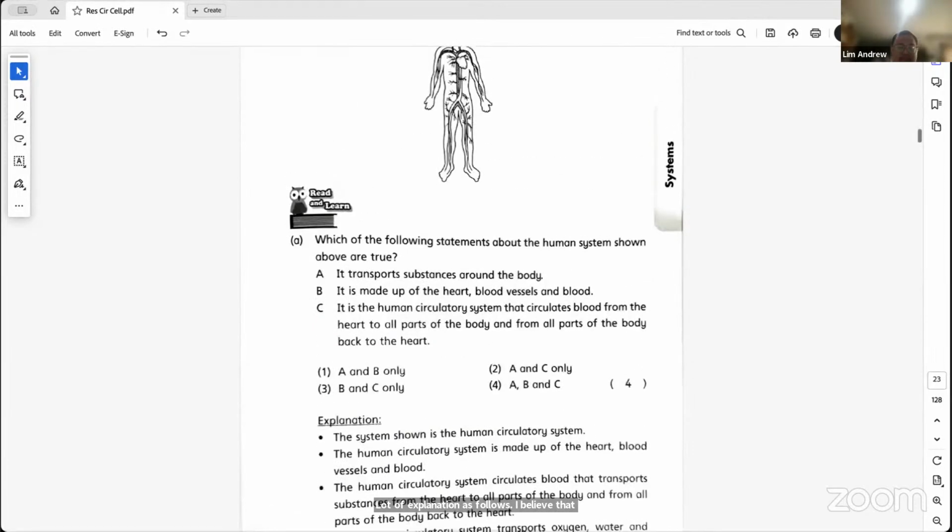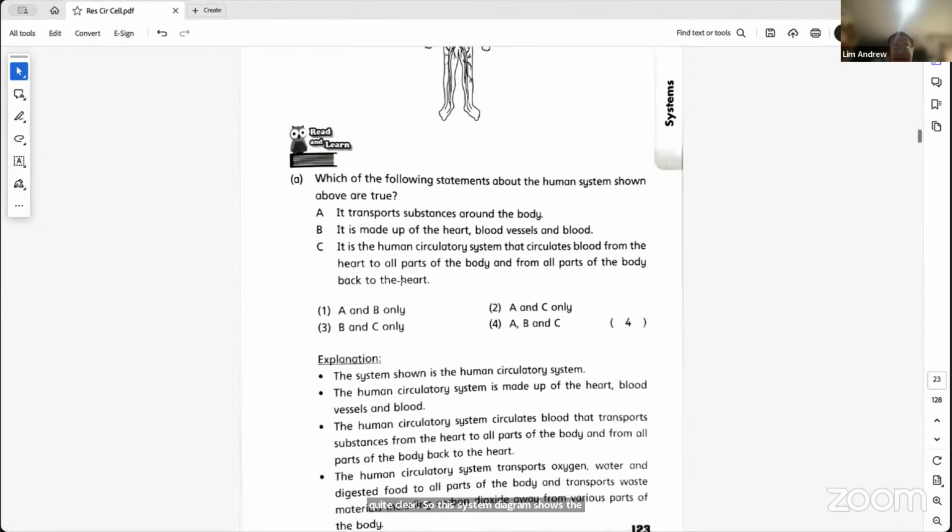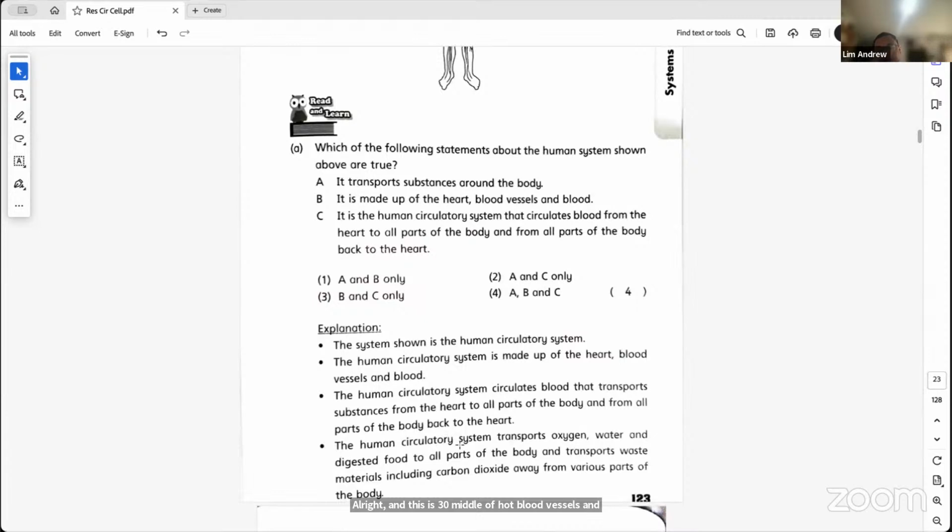So this system diagram shows the human circulatory system. This system is made out of heart, blood vessels, and blood. This system circulates blood that transports substances from the heart to all parts of the body, and from all parts of the body back to the heart. And lastly, it transports oxygen, water, and food to all parts of the body, and transports waste materials, including carbon dioxide, away from the body to the respective area.